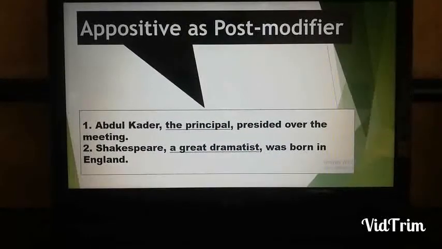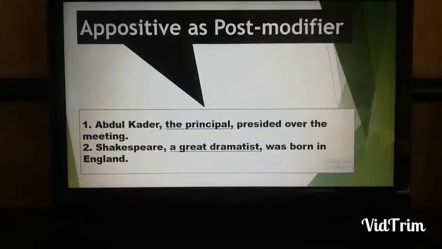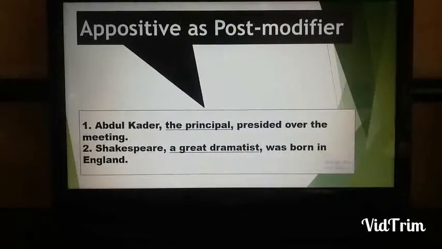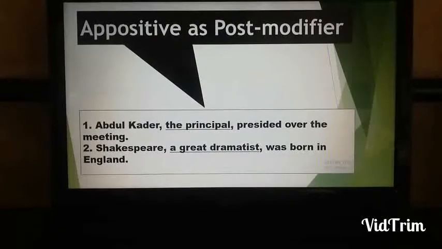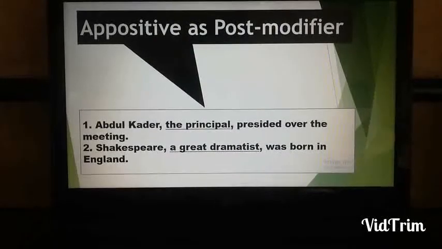Abdul Qadir, the principal, the underlined word here, the principal presided over the meeting. So the underlined word here is appositive, case in apposition. Abdul Qadir. Who is Abdul Qadir? This part explains something more information about Abdul Qadir. We can understand Abdul Qadir is the principal of an institution, but in an appositive form.